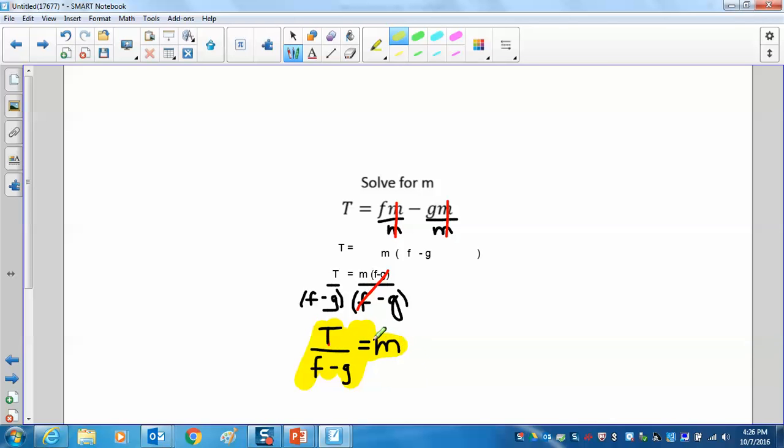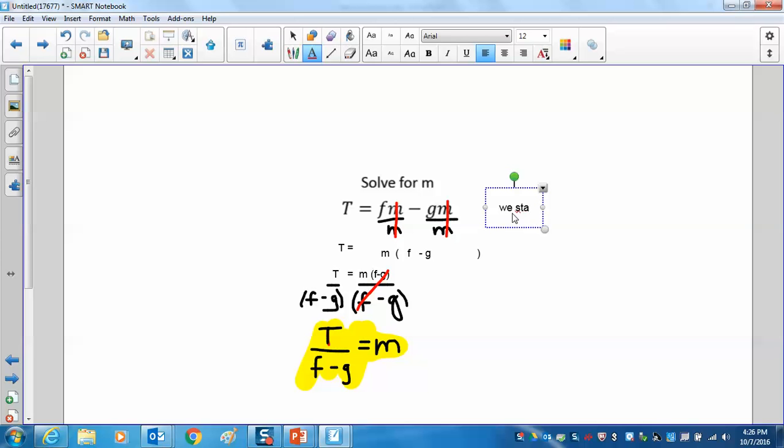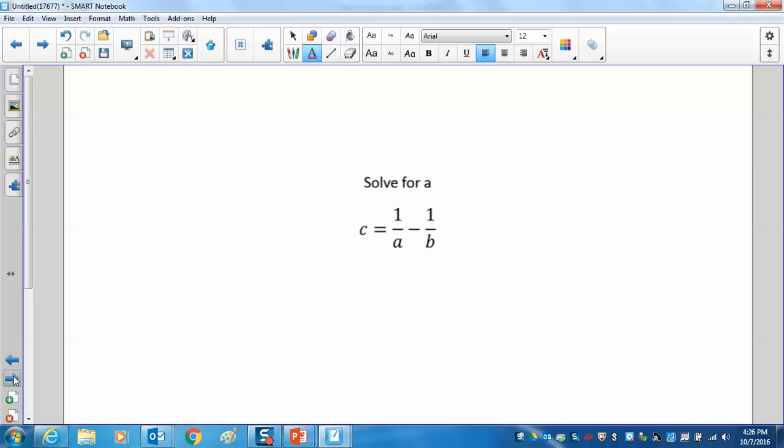So in this problem, I want to highlight, we had to start by factoring out, I'm going to write it on the slide, we started by factoring out m from both terms. So in this one, we had to start by using our factoring knowledge. Okay, last one. Let's take a look.